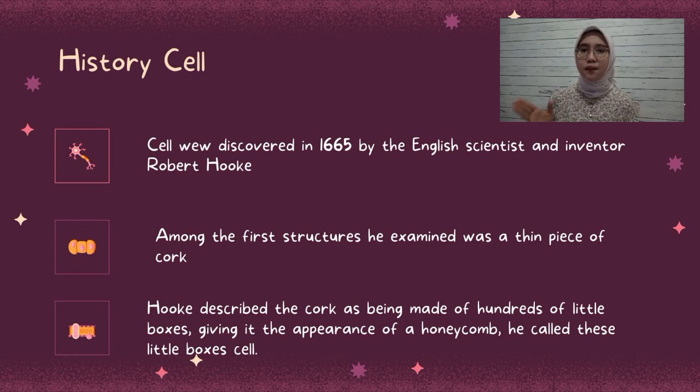The last is that the cell, given the appropriate conditions, is able to live independently. The cell is called the smallest unit because it can be divided into smaller parts, and each part can stand alone.